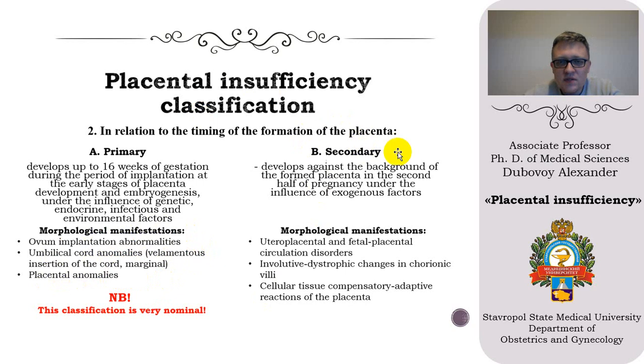And secondary placental insufficiency develops against the background of the formed placenta in the second half of pregnancy, after 20 weeks of pregnancy, under the influence of exogenous factors. Morphological manifestations are uteroplacental and fetoplacental circulation disorders, involutive dystrophic changes in chorionic villi, and cellular tissue compensatory adaptive reactions of the placenta.